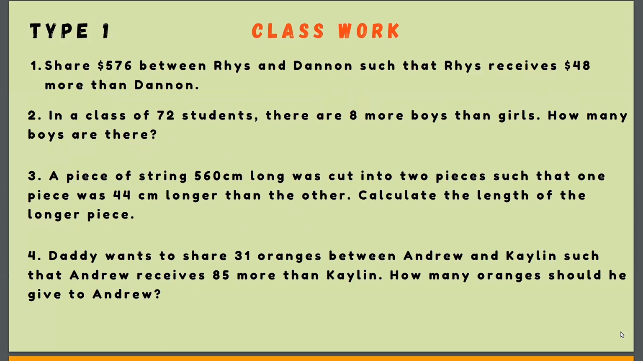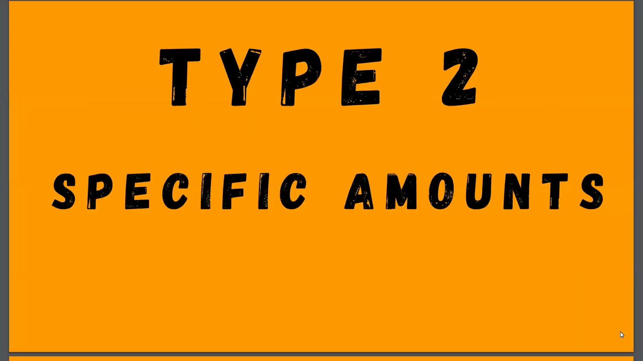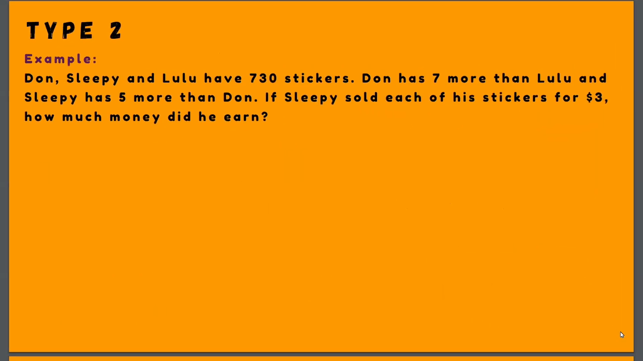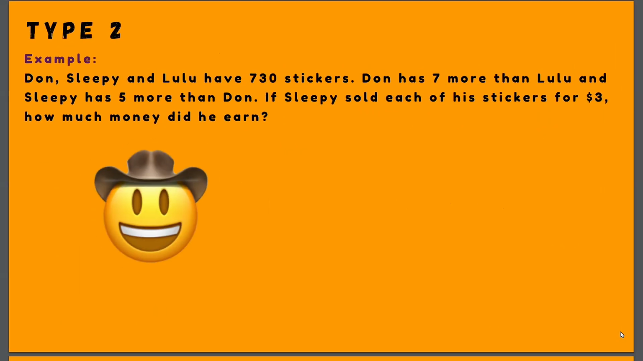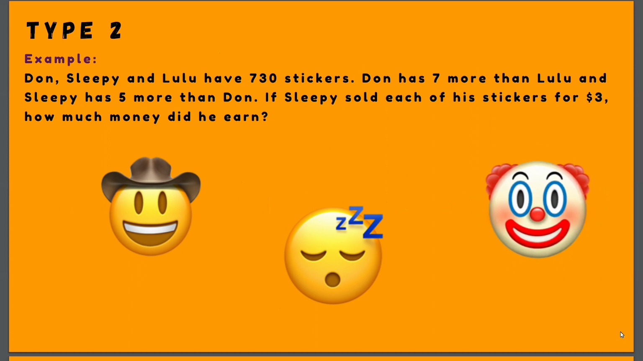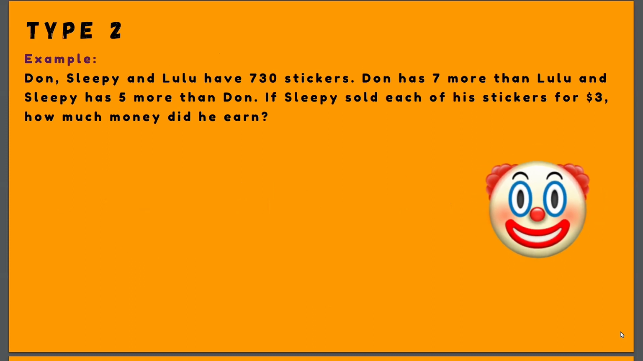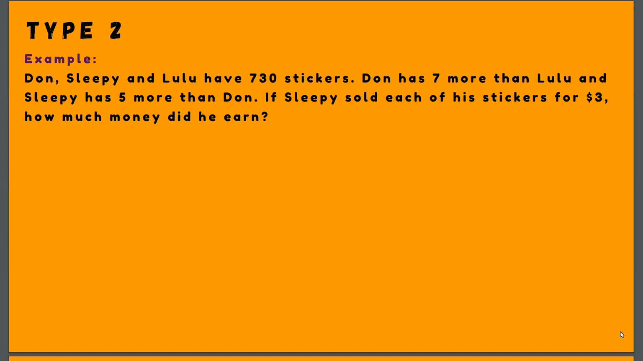So let's move on to the second type of unequal sharing. This is where they give us some specific numbers, some specific amounts. So type 2. Don, Sleepy, and Lulu have 730 stickers. Don has 7 more than Lulu, and Sleepy has 5 more than Don. If Sleepy sold each of his stickers for $3, how much money did he earn?